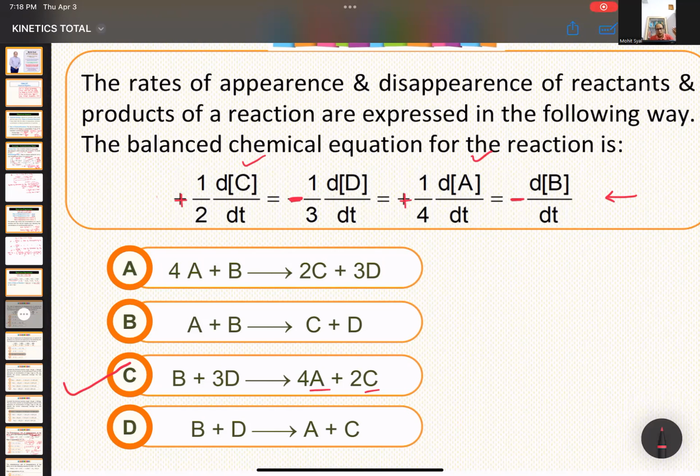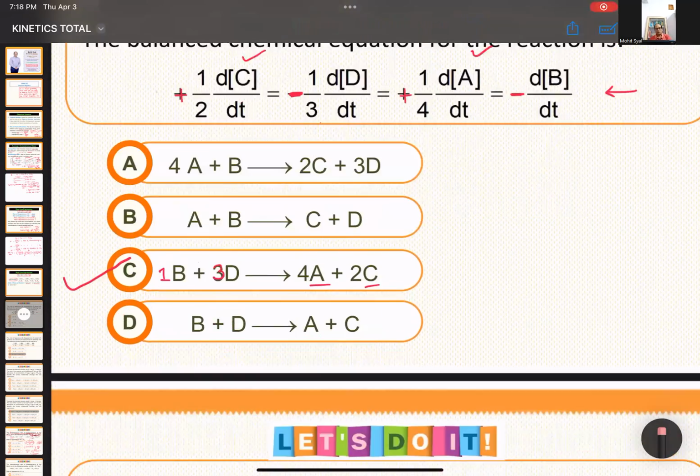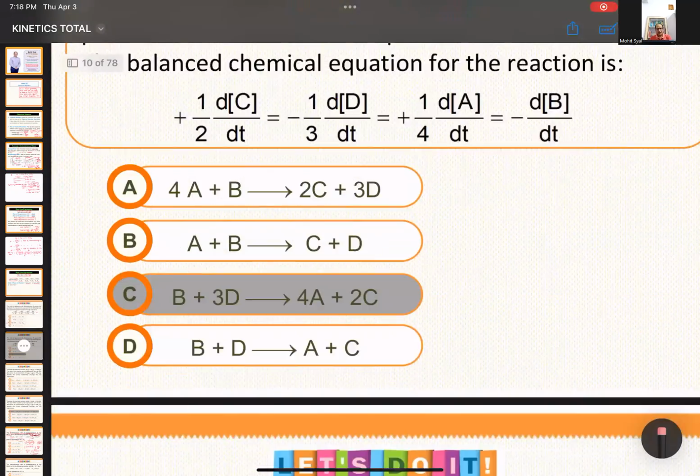And the coefficients you will find in their denominators. The coefficient of B is 1 because you do not have anything, so it is just 1. The coefficient of D was 3, as you have it in the denominator. The coefficient of A is 4 and C is 2. Very good. So C is the right option.